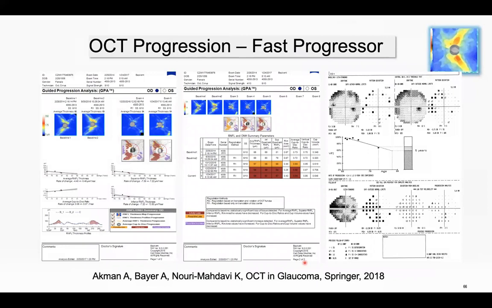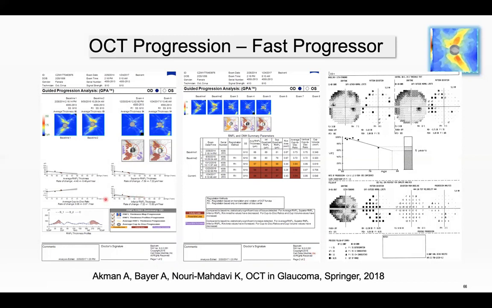A few cases now. This is an 80-year-old monocular lady with pseudoexfoliation glaucoma. This is a very demonstrative case for fast progression. She had systemic health problems and missed the follow-up for a year. She presented with an IOP of 29 despite maximal therapy. And during this 1 year period, both OCTs and visual fields showed a very rapid progression.